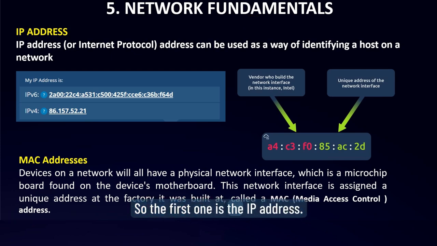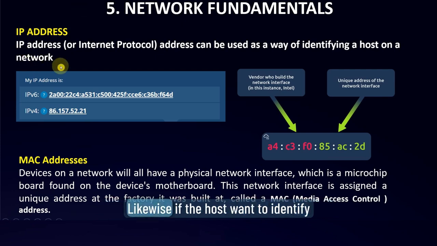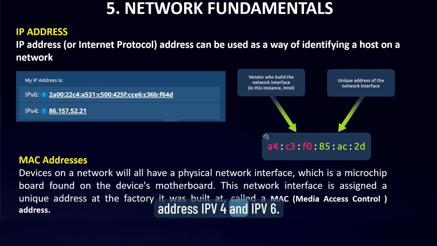So the first one is the IP address. The full form of IP is Internet Protocol. If you want to identify a host in the network, you need to have an IP address. For example, if a person wants to be identified, then he can use his identity card. Likewise, if a host wants to identify itself, then it can use an IP address. Nowadays there are two IP address versions, IPv4 and IPv6. This is an example of an IPv4 address, and this is an example of an IPv6 address.